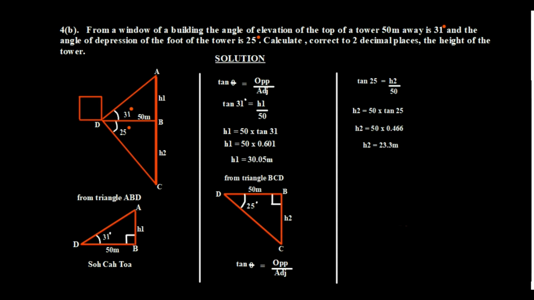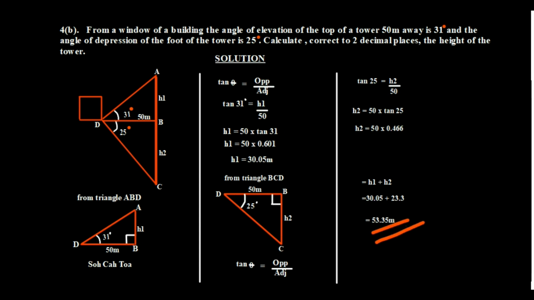And remember, I've told you the total height of the tower is H1 plus H2. So we're going to find the total height of the tower by adding H1 and H2. Our H1, as we've known, is 30.05 meters, and our H2 is 23.3. So H1 plus H2 will give us 30.05 plus 23.3, and when we add that together, we're going to have 53.35 meters. So that will give us the final answer.